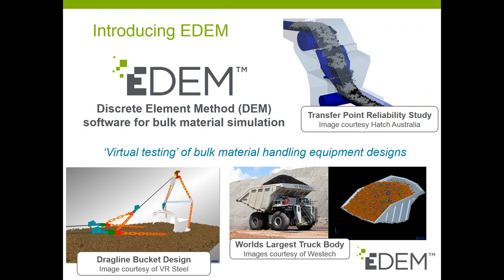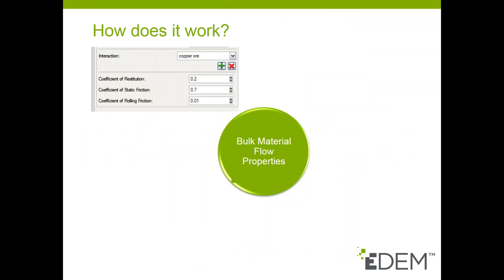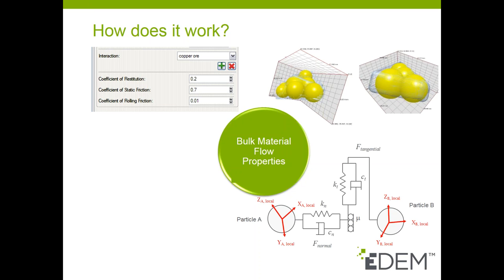I'll start off by showing a little bit about how EDEM works. Every bulk material has its own unique set of properties, such as its friction and its restitution. These properties are input into EDEM as part of the material model. As well as the material properties, we want to input the material shape and also the material size distribution. Selecting the appropriate physics model in terms of the contact model is an important aspect as well. Our solver computes the interactions between the elements, between the particles, and calculates the forces for all these contacts, resulting in a particular material behavior.